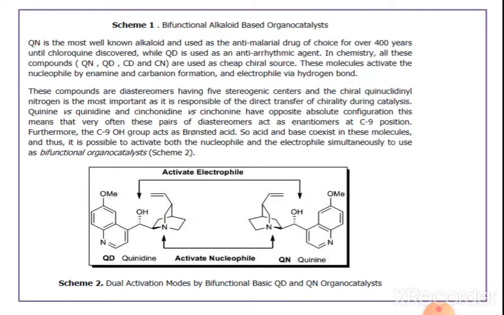In the chiral quinuclidine, the nitrogen is the most important and it is responsible for the direct transfer of chirality during the catalysis. That means this nitrogen has the most important role. It directly transfers the chirality during the catalysis.